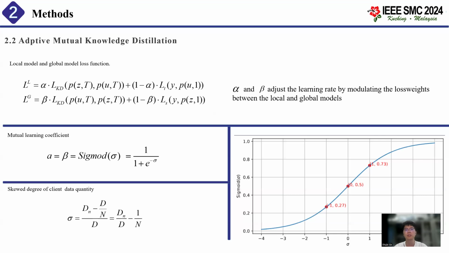The relationship between the mutual distillation coefficient and the degree of the data skew heterogeneity can be effectively represented using a sigmoid function, as illustrated in the figure. The sigmoid function maps the input range to a bounded output range. When the input value is less than 0, it indicates that the data quantity on the client is below the average data quantity of all participating clients. In this case, the client should reduce its contributions to the global module, and the output value of the function will be less than 0.5.